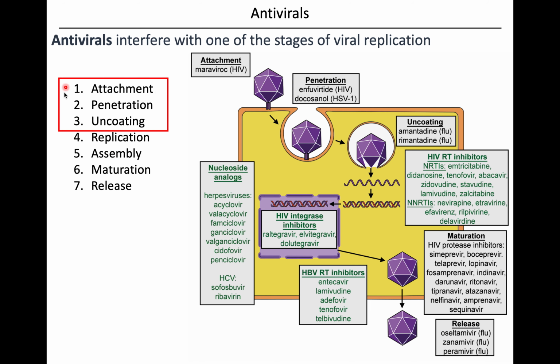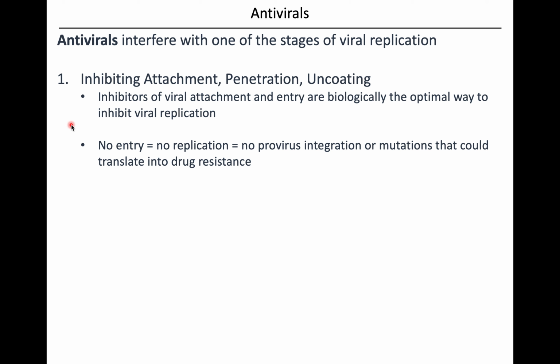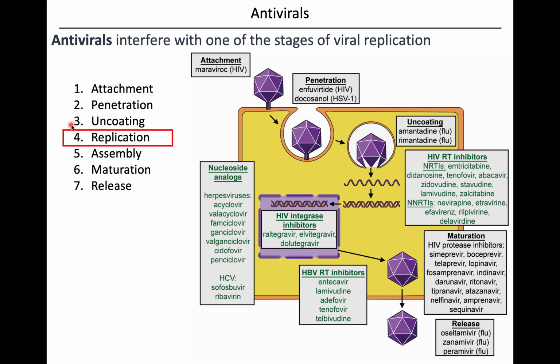So I want to start by talking about drugs that would interfere with attachment, penetration, and uncoating. And really, if you can stop attachment, that is the optimal way to inhibit a virus, right? Because you're preventing the virus from even gaining access to the cell initially. There's going to be no damage if it can't even get in, no replication at all. So that would be ideal. And there are quite a few drugs out there that inhibit attachment. You see some examples here.